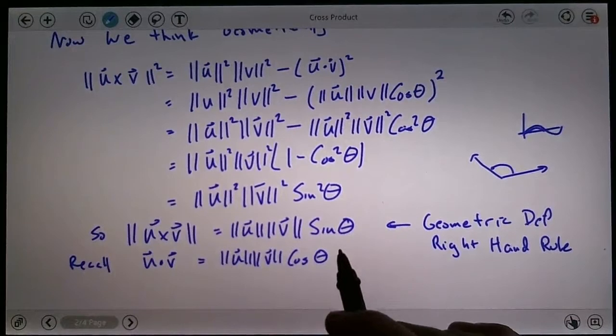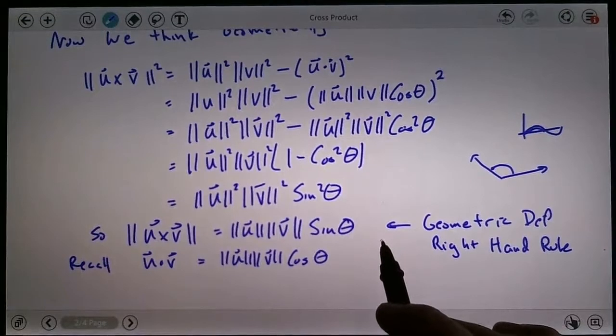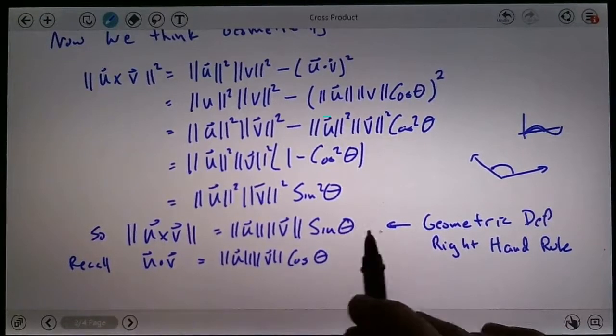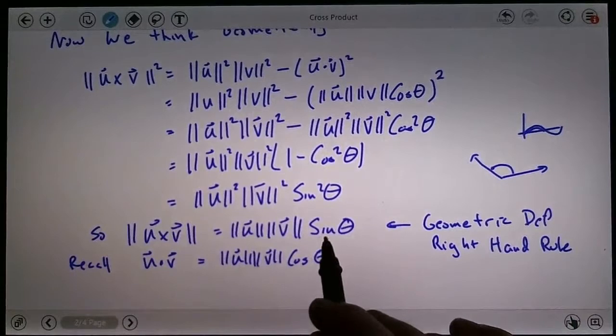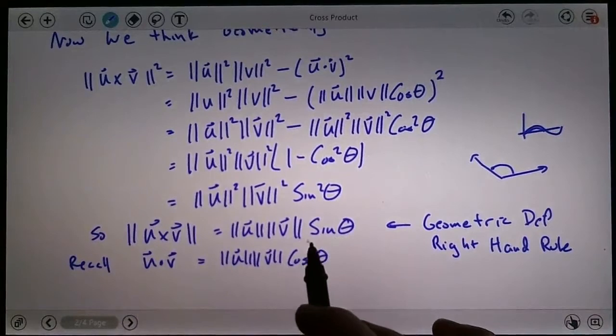I've seen some textbooks define the cross product this way. They say, given vectors u and v, the cross product is a vector of length this long, length of u times length of v times the sine of the angle in between them, and its direction is perpendicular to both u and v as determined by the right-hand rule.